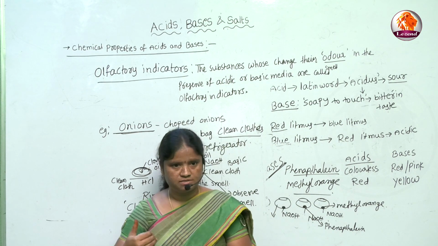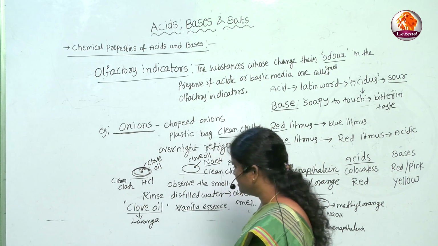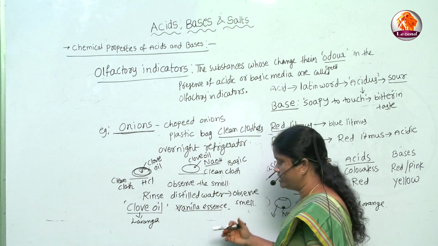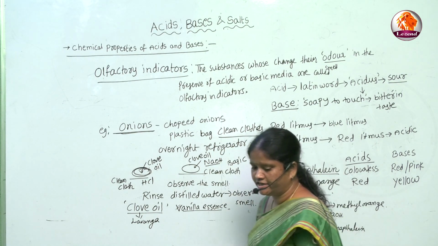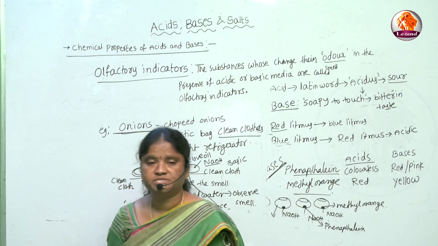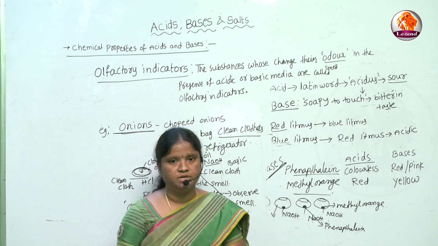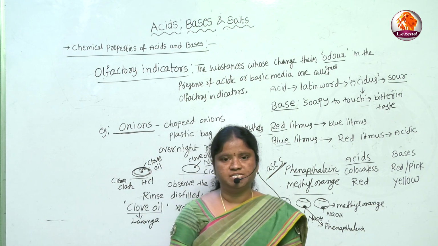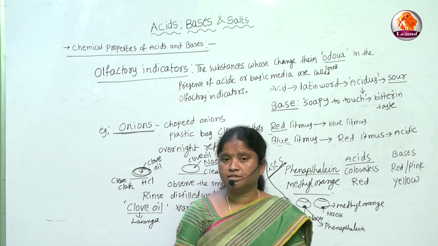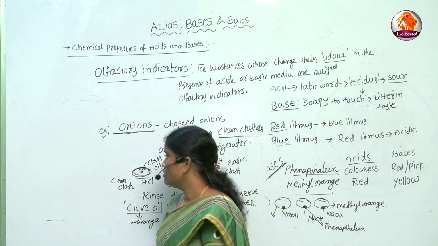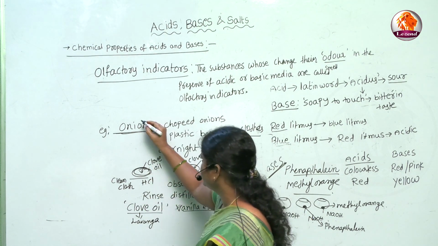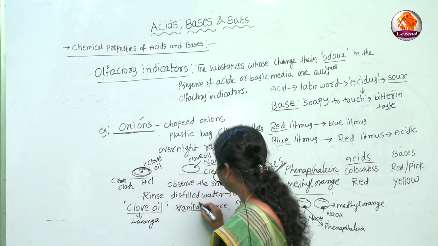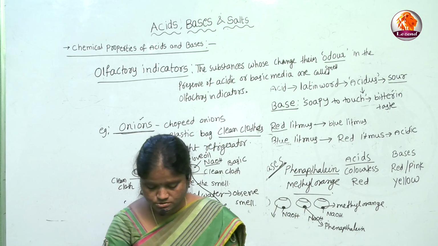So onions, clove oil and vanilla essence, we can use as olfactory indicators. The indicators or substances that change their odor in acidic or basic media, we can call olfactory indicators. What are the examples? We can say onions, clove oil and vanilla essence.